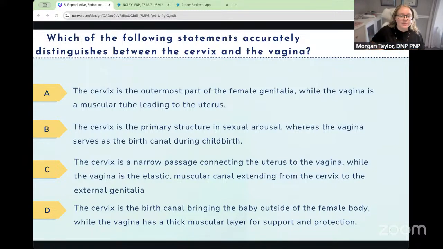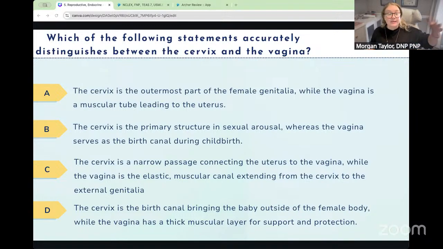Okay, so we had a couple people say A, the cervix is the outermost part of the genitalia. That's incorrect. The cervix is that gate connecting internal to external. So the vagina is that muscular tube leading to the uterus, that more external part, okay? Cervix is the gate into the inside. Now, B, the cervix is the primary structure in sexual arousal. That is not true. I think you guys remember from our external anatomy, the clitoris is the organ that is important in arousal.